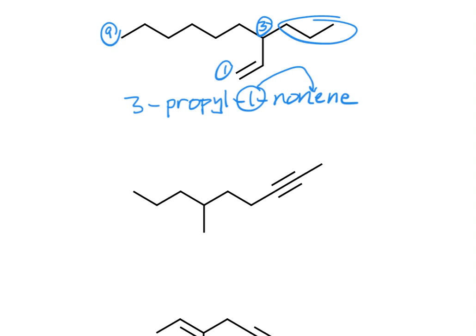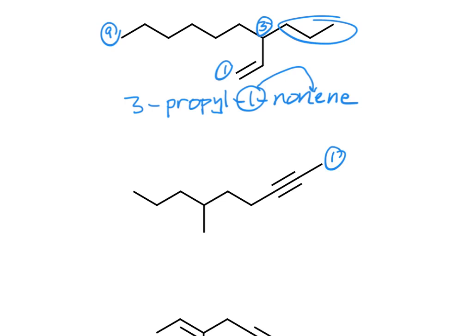And the naming here is exactly what we were doing for the alkene. We want to identify the longest carbon chain, call that the parent chain, and now it needs to include the triple bond. So carbon 1 is going to be this guy right here, and then we have 1, 2, 3, 4, 5, 6, 7, 8, 9 carbons in the chain.